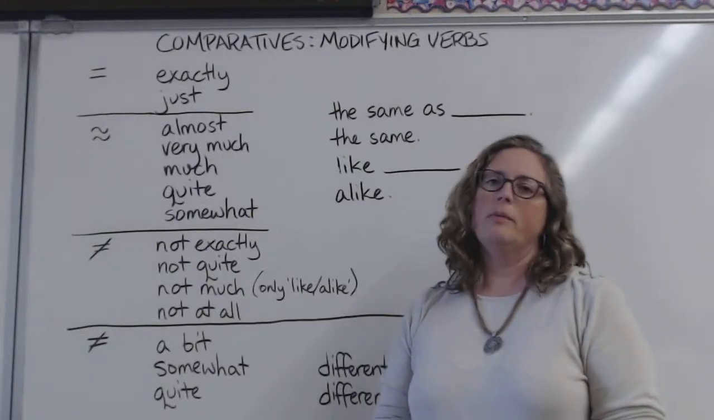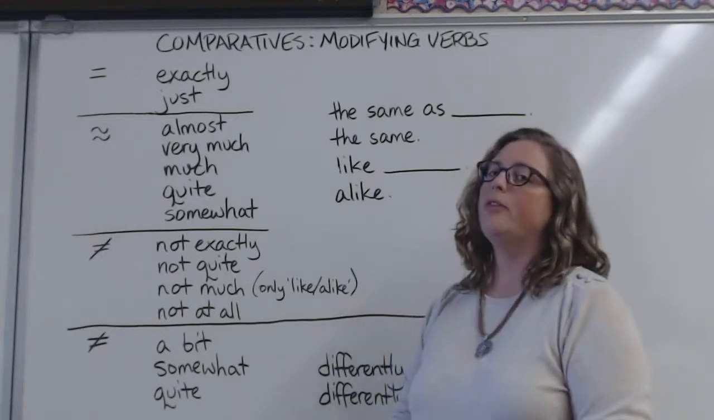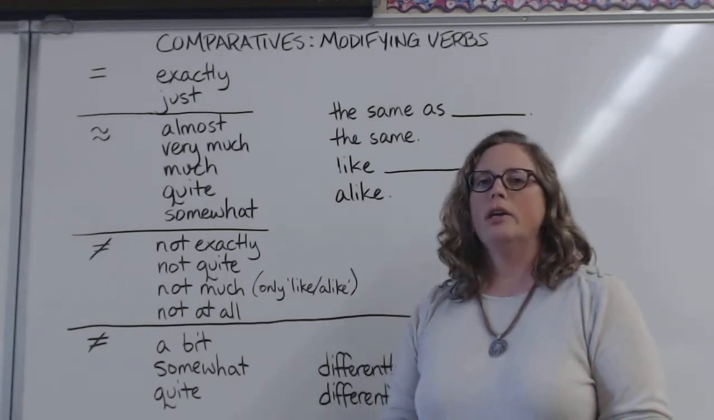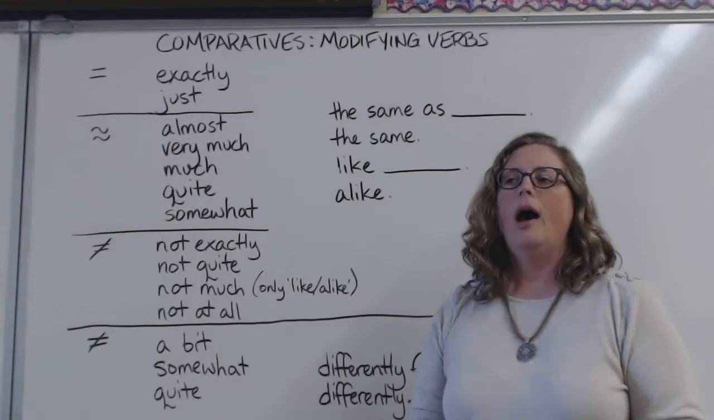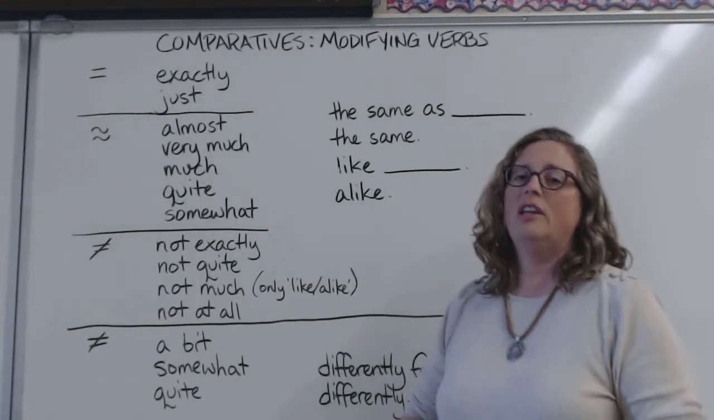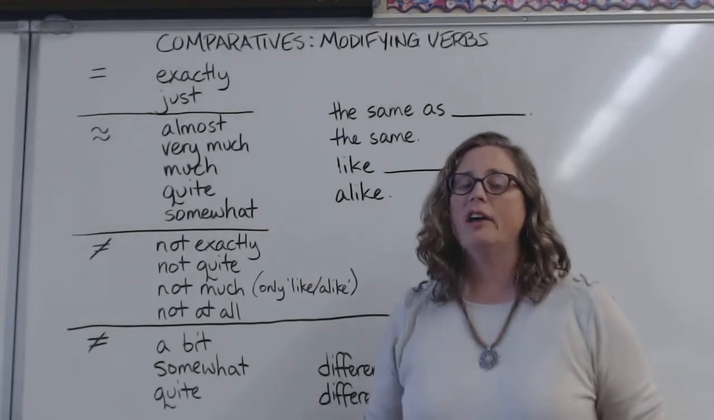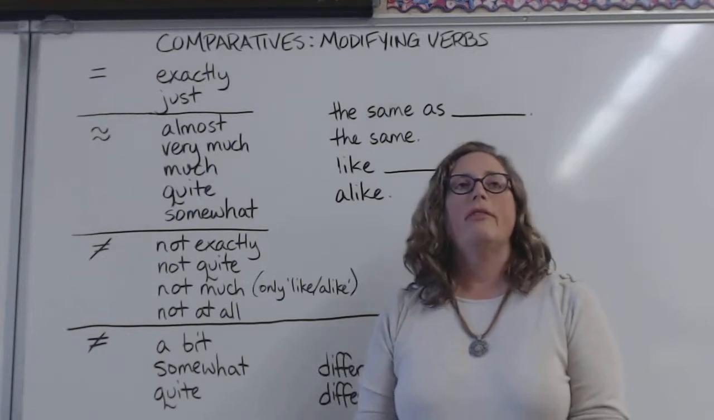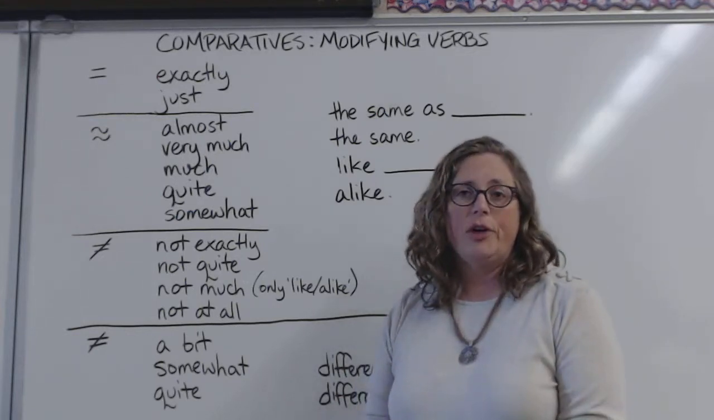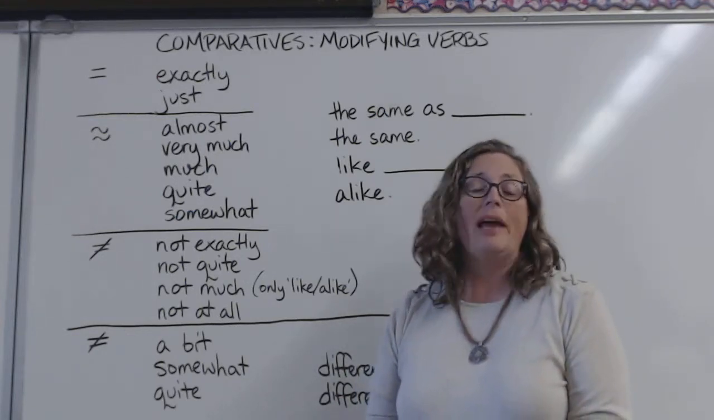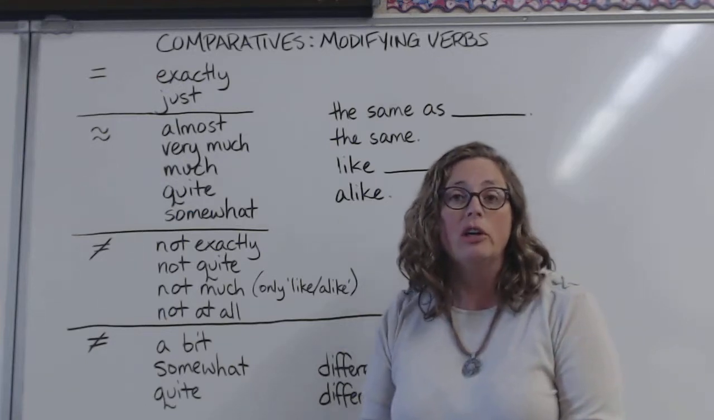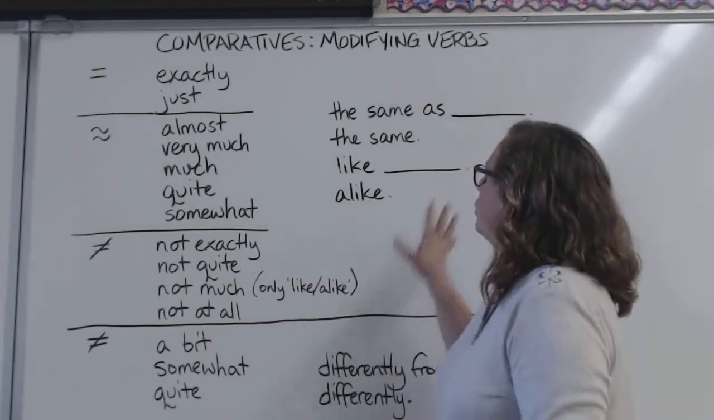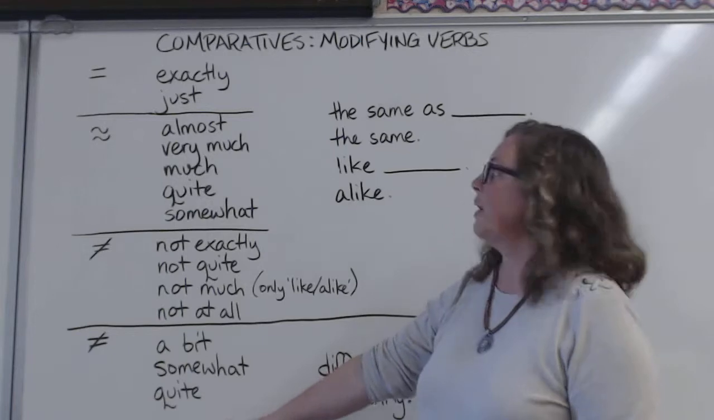This video is talking about comparatives with verbs. If you want to compare verbs, this might be a verb of action like walk or talk. It might be more of a non-action verb or a linking verb like sound or look. We can use these different forms here.